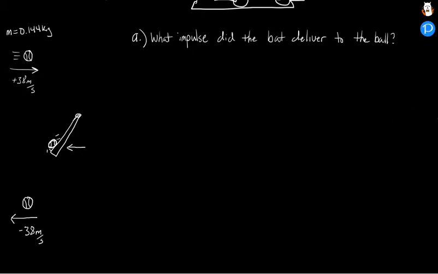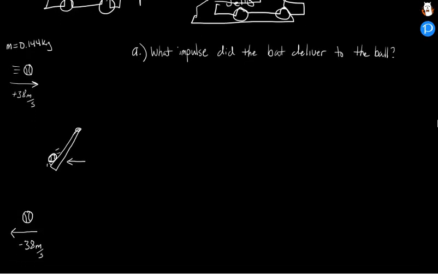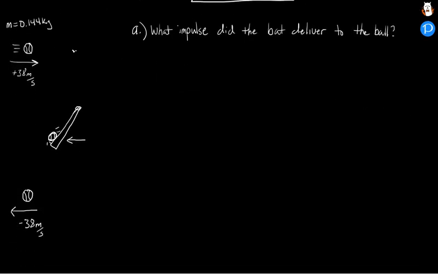But if I look at the impulse momentum theorem here, we can take impulse, which is force times time, and we can set it equal to our change in momentum. And I can figure out the change in momentum because momentum is just mass times velocity. And I know the mass and velocity at the beginning, and I know the mass and velocity at the end, so therefore I know the change in momentum. And that's all I need to figure out what the impulse is. So let me just write this out. Force times time, which is impulse, is equal to a change in momentum.